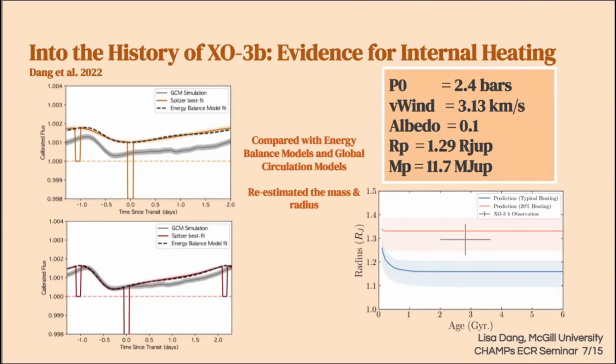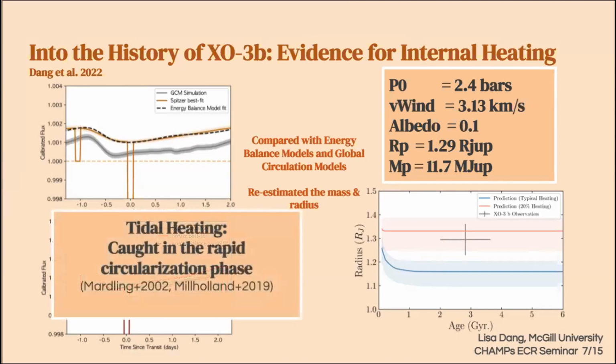So if there is indeed some internal heating, then the question becomes, how do you generate this much internal heating? And so there are many ways of inflating a hot Jupiter, but here are the two possible main sources of energy, we think. So the first is the eccentricity of the orbit guarantees that Exo3b is experiencing some amount of tidal heating. But in order to generate this much energy, though, it would have to be caught in the few million year window where the planet is rapidly circularizing its orbit.